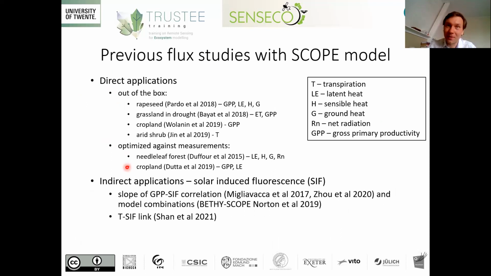Indirect applications, where energy balance was not used, but the link between energy balance and solar-induced fluorescence was discussed in the works of colleagues and combined in the Betty SCOPE model. Also recently, the transpiration and solar-induced fluorescence link has been developed. So how we contribute here is we want to use the model directly, but to find out which parameterization works best for, let's say, all ecosystems. So not only grassland or only cropland specific parameterization, but in general, large scale parameterization of SCOPE.